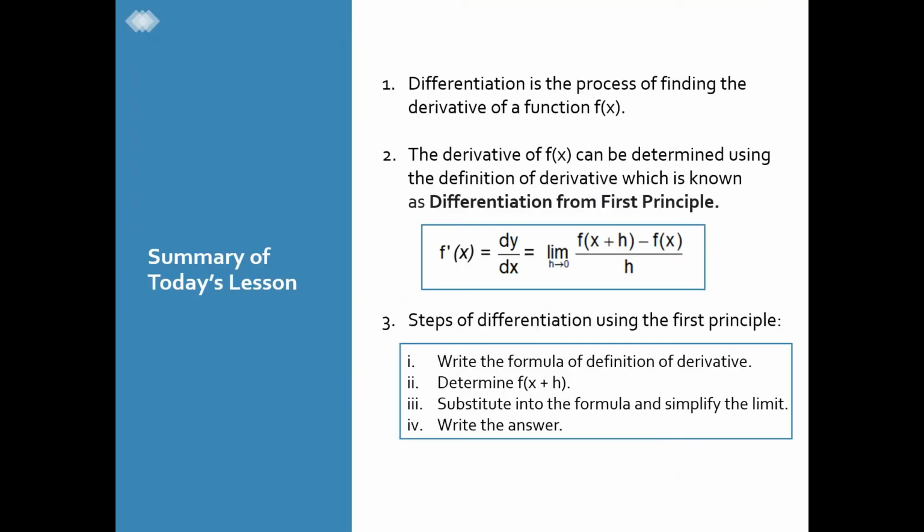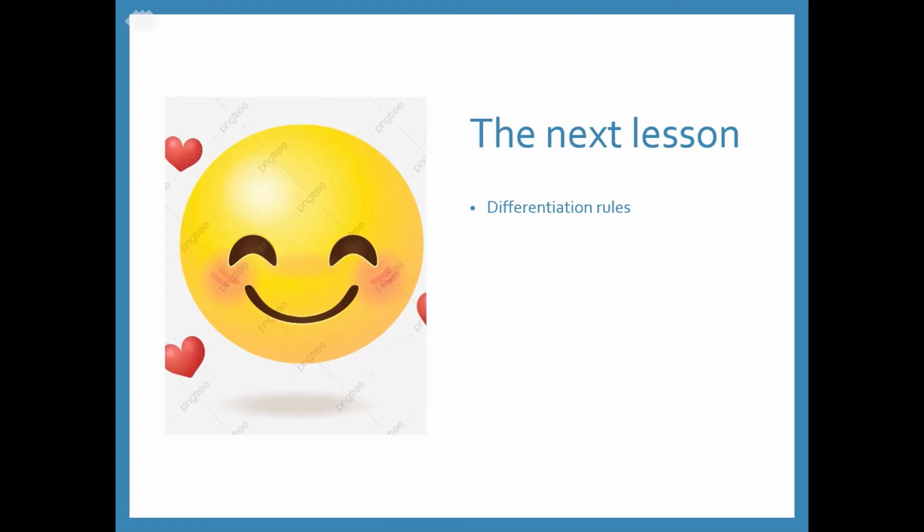Following is the summary of today's lesson. Number 1. Differentiation is the process of finding the derivative of a function f(x). Number 2. The derivative of f(x) can be determined using the definition of derivative, which is known as differentiation from the first principle. Number 3. Basically, there are 4 steps to be followed when using the first principle. In the next lesson, you are going to learn about rules of differentiations.